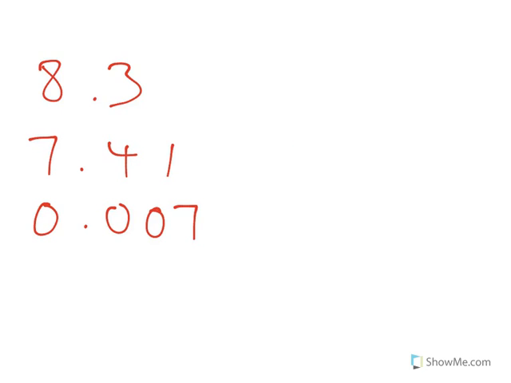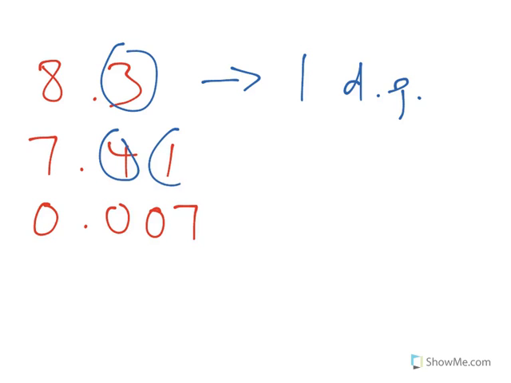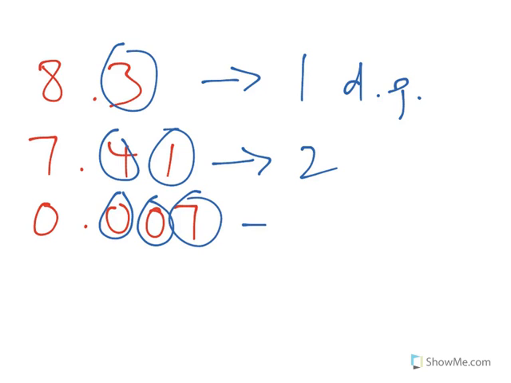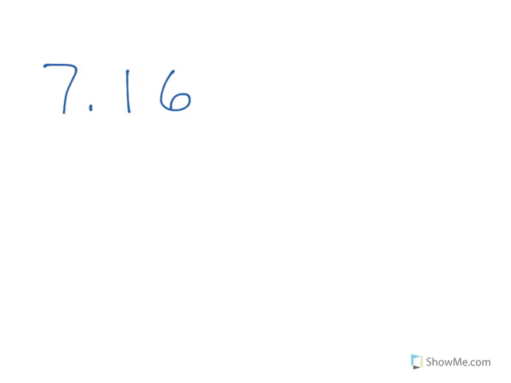Okay, now a quick look at decimal places. Now decimal places are just the digits that come after the decimal point. So in 8.3 we have 1 decimal place, 1 dp. In 7.41 we have 2. And in 0.007 we do count these zeros, so there would be 3 there.